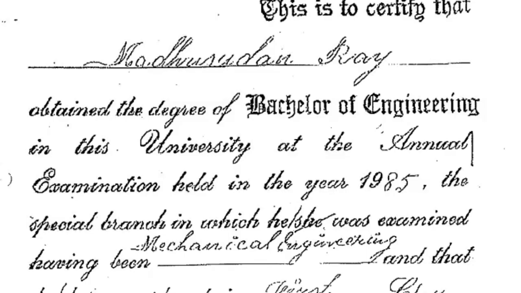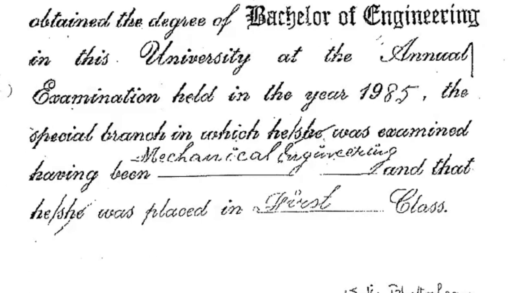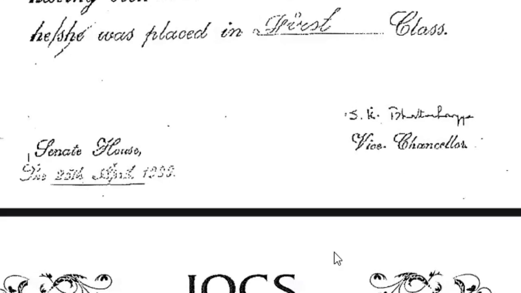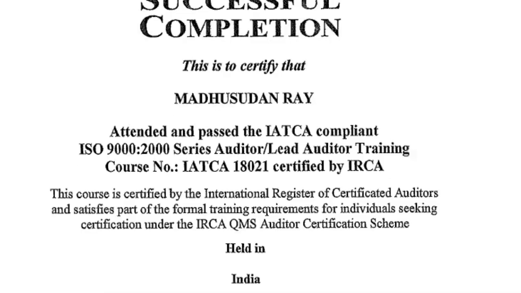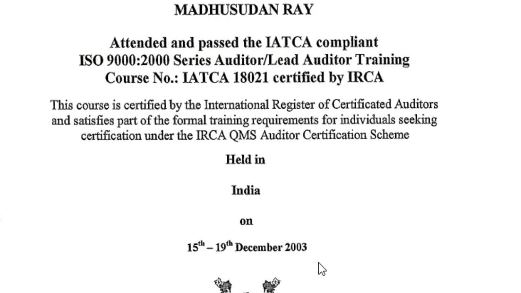Now, what is the basis? All right, this is the graduation degree certificate of Mr. Ray as a graduate engineer. This is the qualification of Mr. Ray as a graduate engineer from the University of Calcutta. He completed this in 1985, and this is the training certificate of successful completion in the quality management system lead auditor training based on the ISO 9000:2000 series of standards, which was done at that point of time and subsequently upgraded to the newer version of the standard. It was done in 2003.